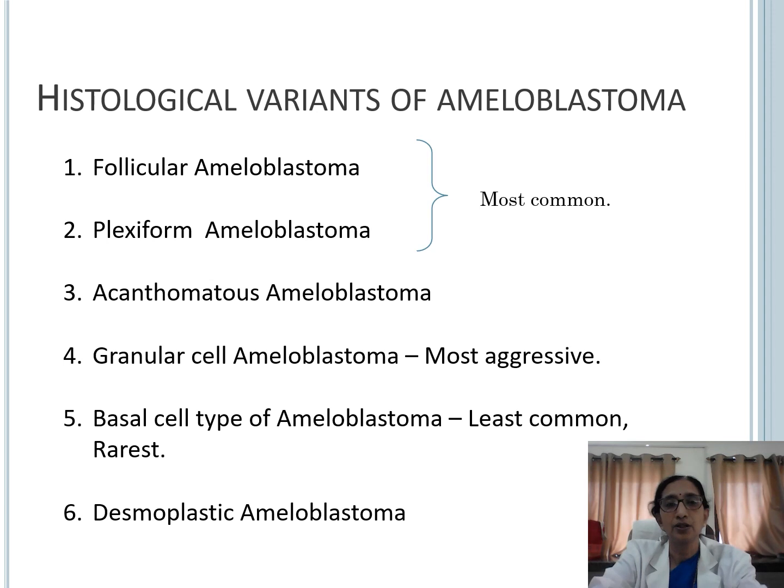Now coming to the histological variants of ameloblastoma. There are 6 variants: follicular ameloblastoma, plexiform ameloblastoma, acanthomatous ameloblastoma, granular cell ameloblastoma, basal cell ameloblastoma, and desmoplastic ameloblastoma. Out of these, follicular and plexiform are most common. Granular cell ameloblastoma is the most aggressive type. Basal cell ameloblastoma is the least common type.